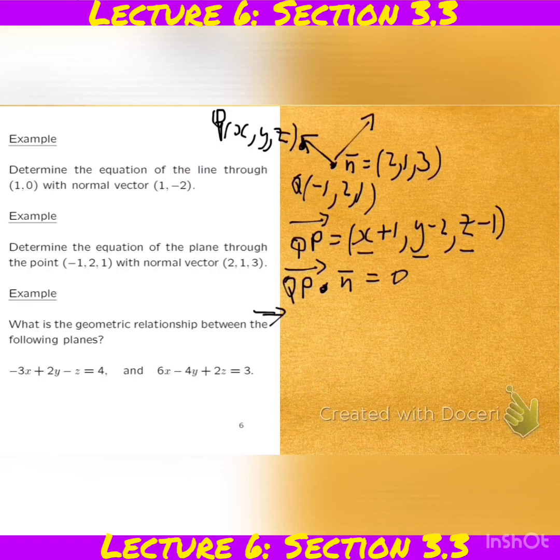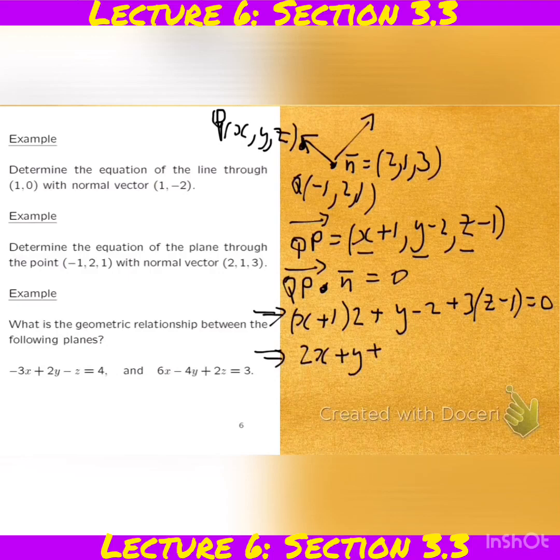Okay, so that is then going to give me x plus 1 multiplied by 2 plus y minus 2 plus 3 times z minus 1 is equal to 0, which is then going to imply that my plane looks as follows. It's 2x plus y plus 3z is equal to 2 minus 2, which is 0, minus 3. You take it to the other side and you get 3. So that's the equation of the plane through this point x, y, z.